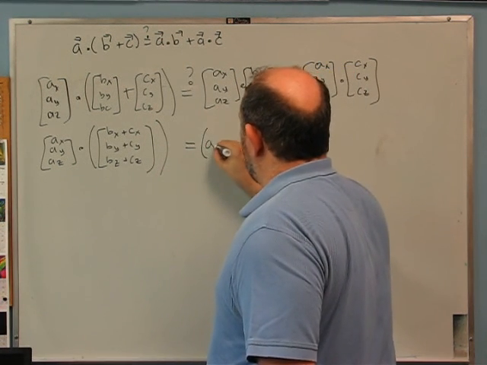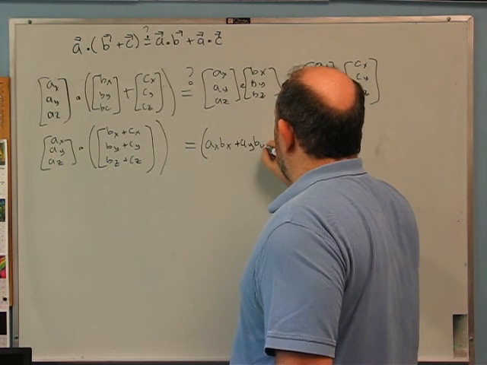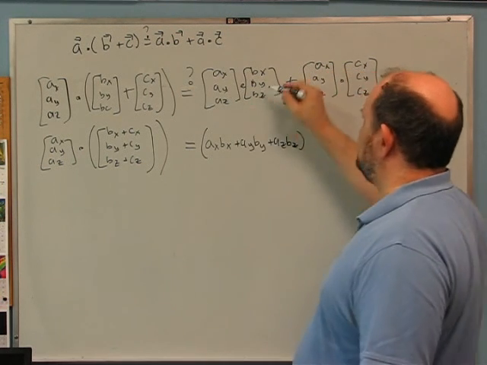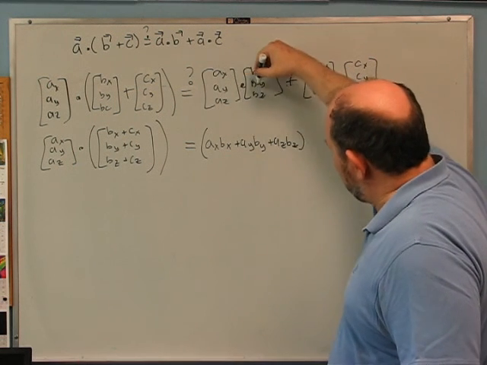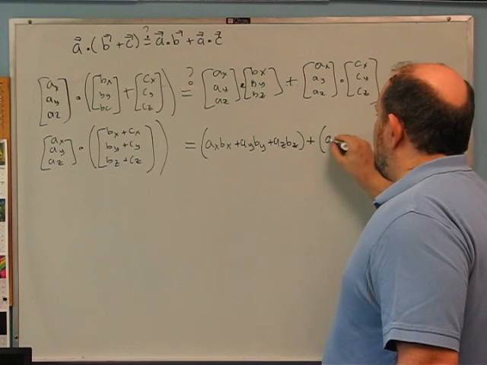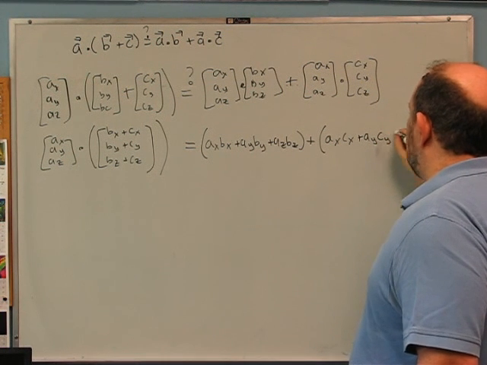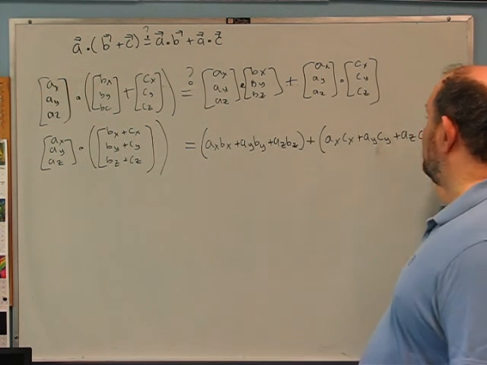So this first dot product is AxBx plus AyBy plus AzBz, right? That's the dot product of these two. To do a dot product, you multiply the first one by the first one, plus the second one times the second one, plus the third one times the third one, you add them up. Plus AxCx plus AyCy plus AzCz. Okay, and I'm actually done with the right side.